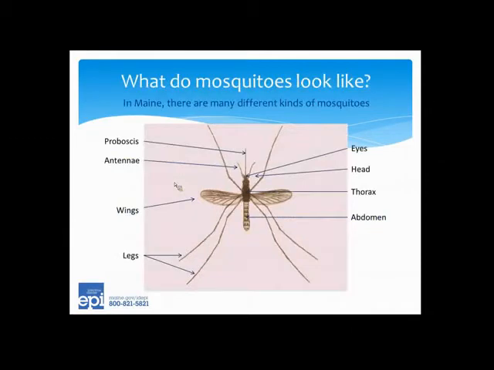So first up, what do mosquitoes look like? In Maine, there are many different kinds of mosquitoes. We have about 45 different species of mosquitoes here in Maine, but all mosquitoes have some things in common. They are insects, so they have six legs. They have wings. They have a proboscis, which they use to pierce our skin and drink the blood. They all have antennae, and they have the thorax and the abdomen. The abdomen is the part of the mosquito that fills up with blood when they are feeding and turns that bright red color.